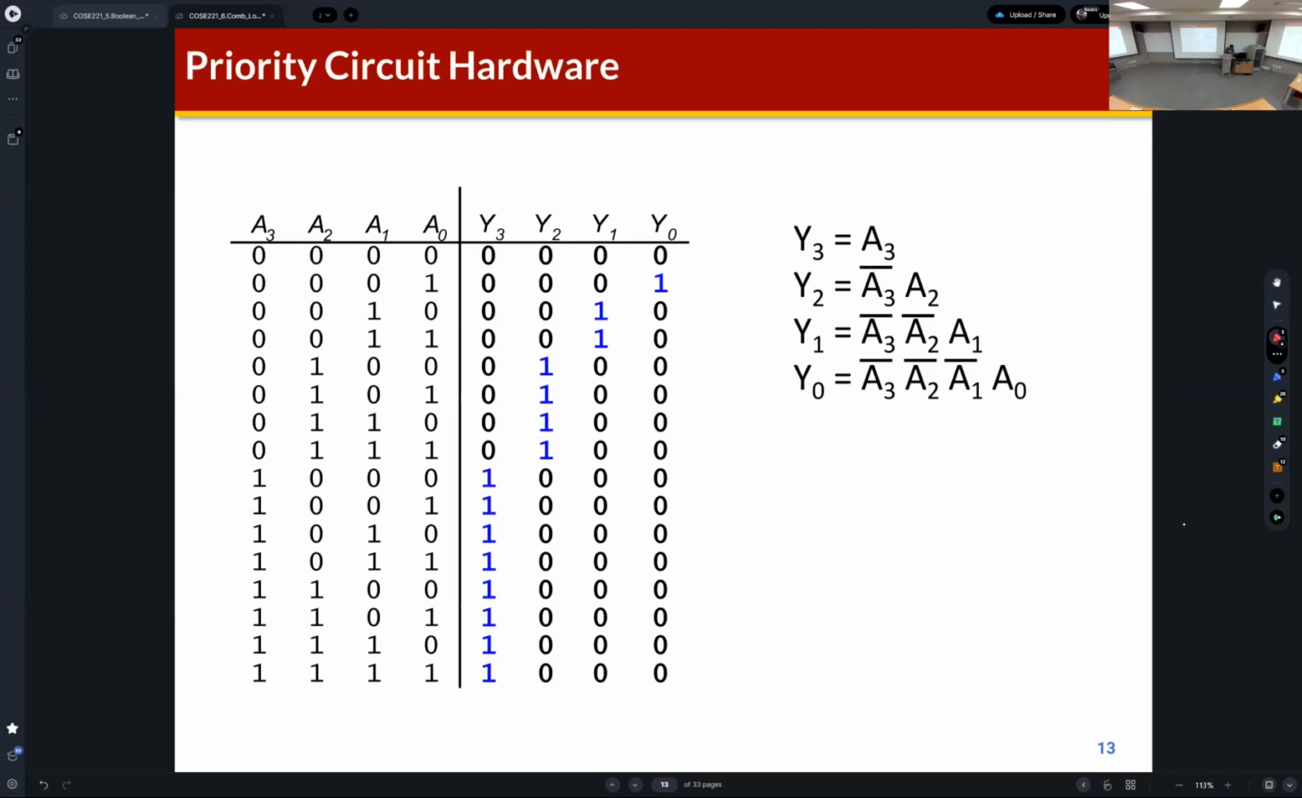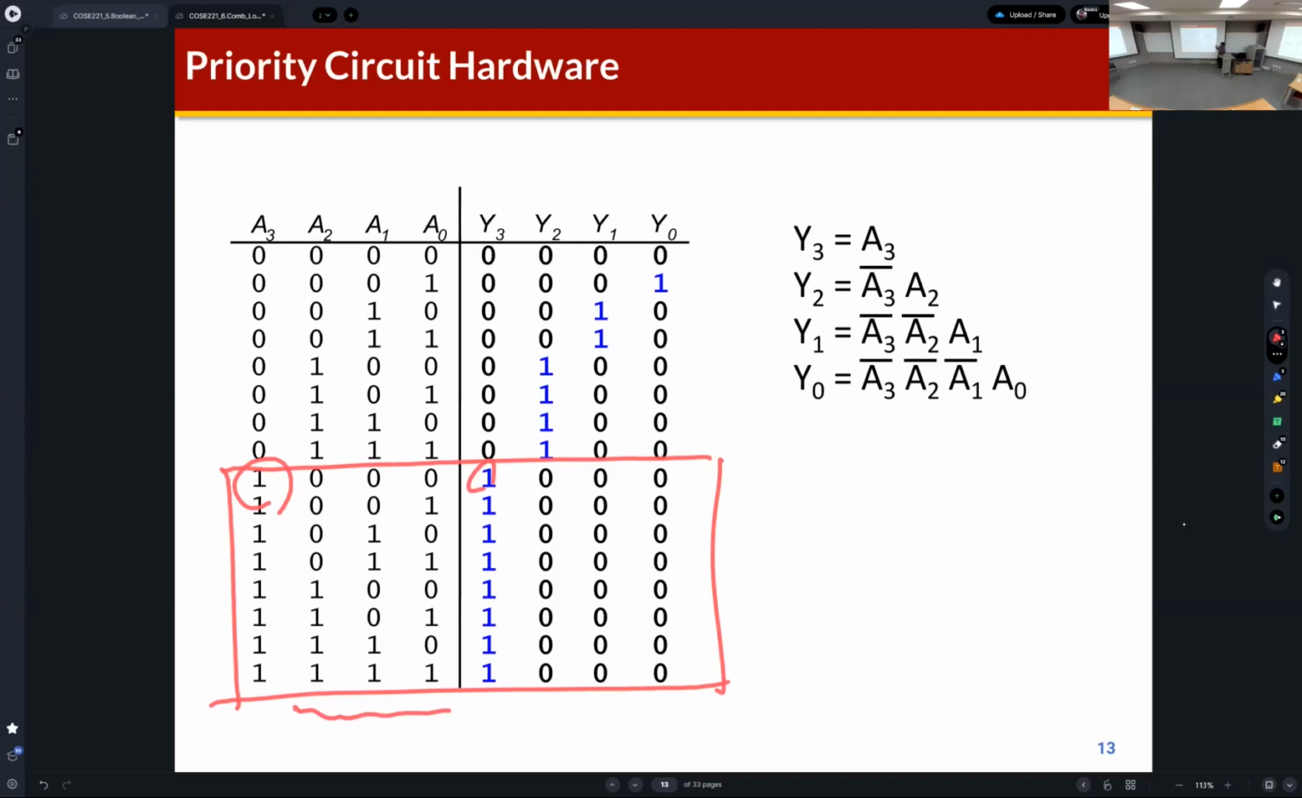If we see this output Y3, we can know that if A3 is 1, then Y3 becomes 1, regardless of the values of A2, A1, and A0. Which means that if A3 is 1, then A2 can be 0 or 1, A1 can be 0 or 1, and A0 can be 0 or 1. So regardless of the values of A0, A1, A2, Y3 is equal to A3.